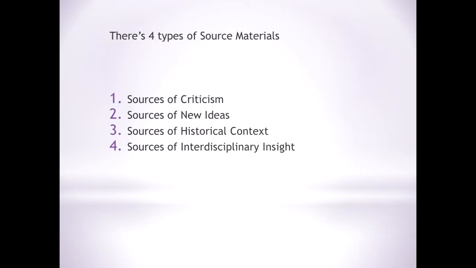Now, getting back to the 4 types of source materials, there's 4 types. There's sources of criticism, and these may provide an opposing view to your argument. Now, you can use this to your advantage, because if you can find other supporting evidence that nullifies the critic's point of view, that pretty much helps your argument in your paper.